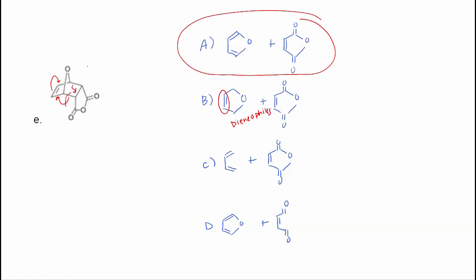So we don't want to just cleave along there. We want to draw the arrows backwards to get the diene. If we did a Diels-Alder with C, we would just get this one here. And then if we did the Diels-Alder with D, we would get that product. That one will give us this one right here.